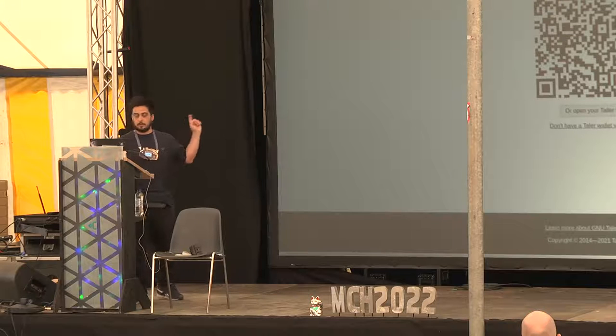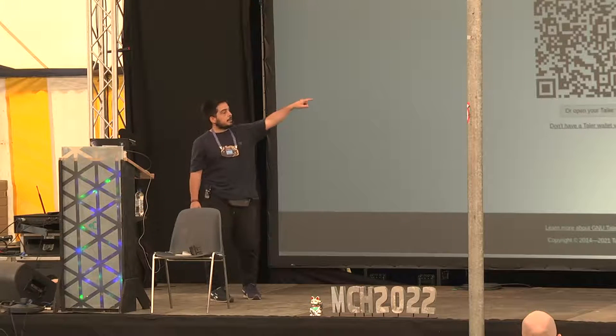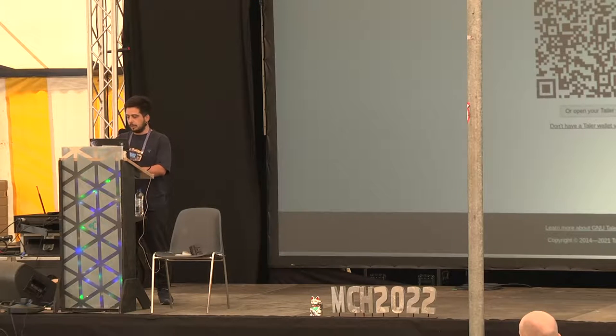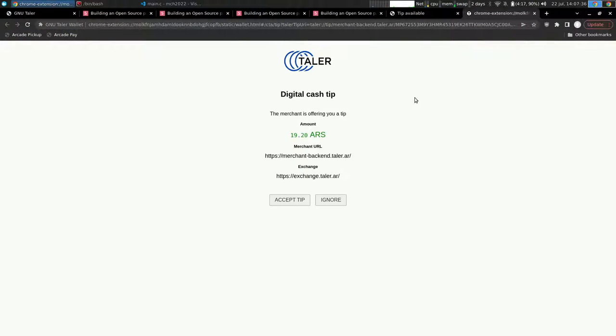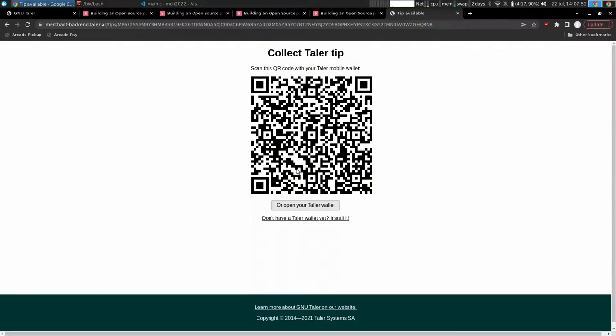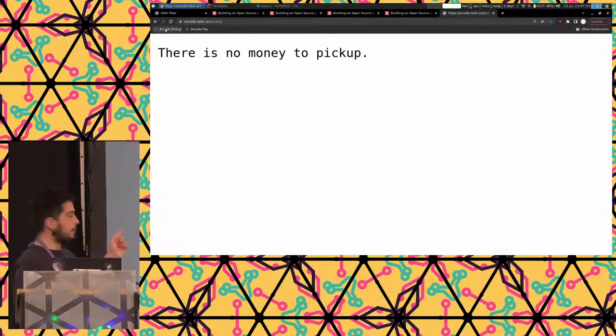When I open the wallet, you see it has detected that this page has a Taler tipping protocol. So when I open the page, the wallet will get the information, and I will be able to accept the tip from the merchant. Right now, I don't have any balance, but when I accept the tip, you will see my money in the wallet. After picking up the money, there is no more money here in the server, and then I can go to pay.